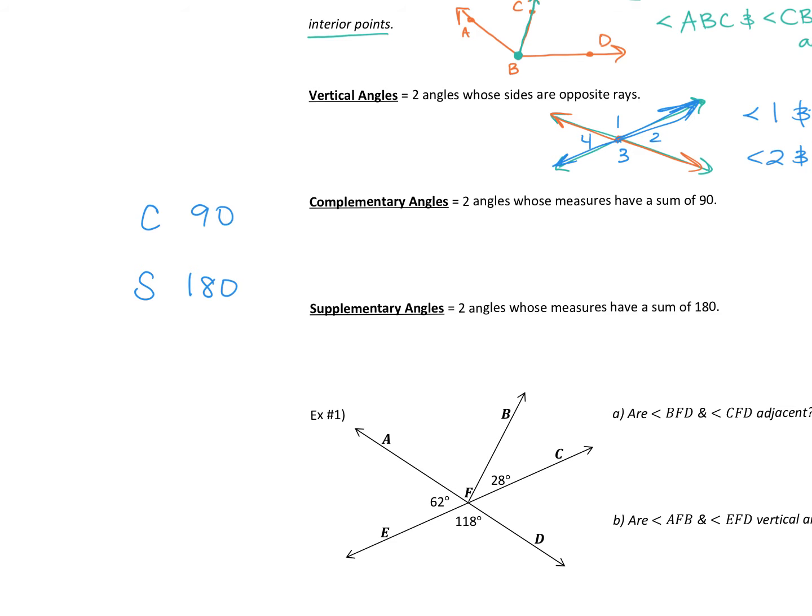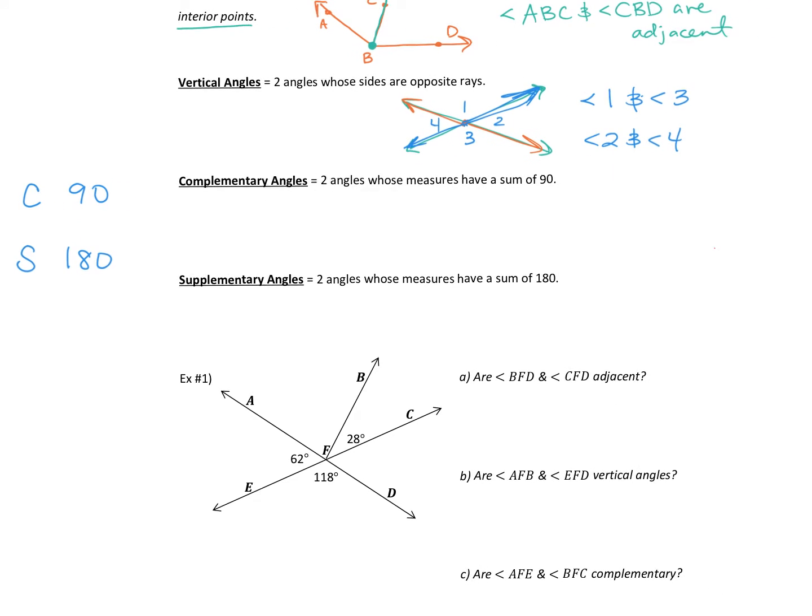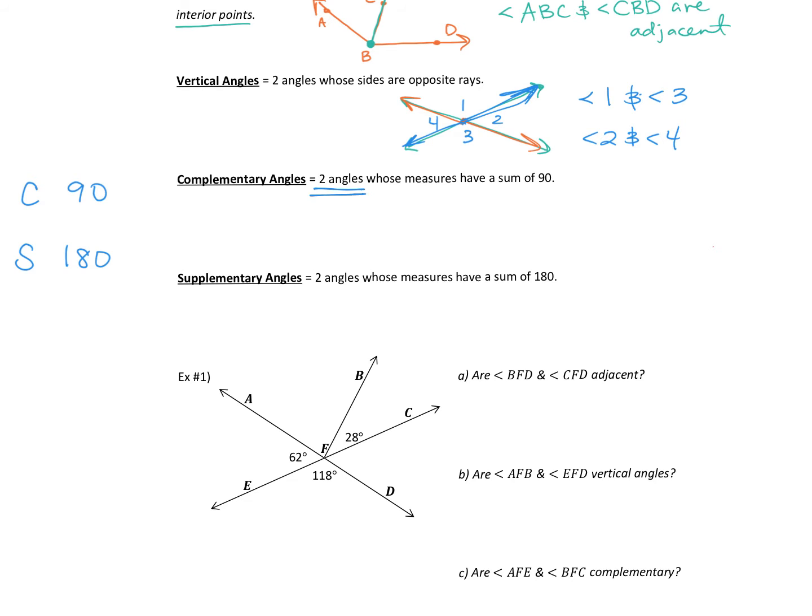Complementary is 90, supplementary is 180. So the definition is two angles whose measures have a sum of 90. Okay, so they're going to add up to 90 degrees. It's two angles, not 3, not 5, not 1, two angles whose sum is 90 degrees. So there are options here for what this could look like. It could be that your angle looks like this. Okay, they'll put the little box here to show it's 90 degrees. And we would say angle 1 and angle 2 are complementary. They add up to 90.